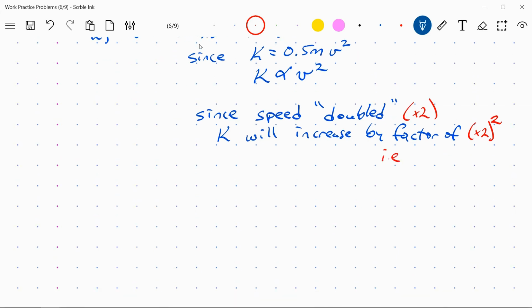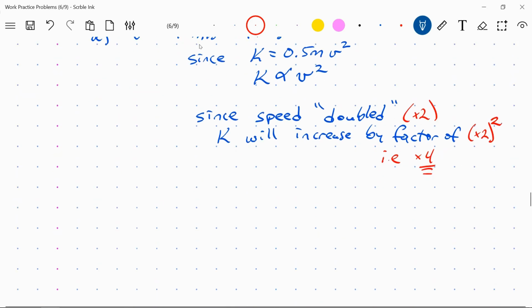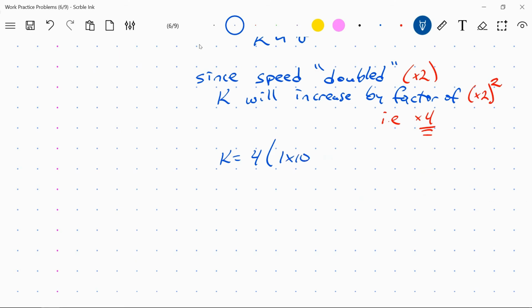In other words, 4. So since we had 1 times 10 to the 5, it's going to be quadruple that. So the kinetic energy is now 4 times what it used to be. It used to be 1 times 10 to the 5. So that means it's now at 4 times 10 to the 5 joules.